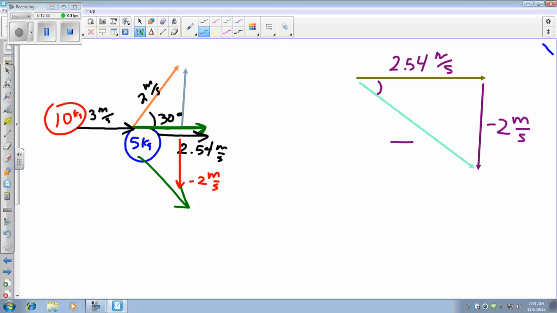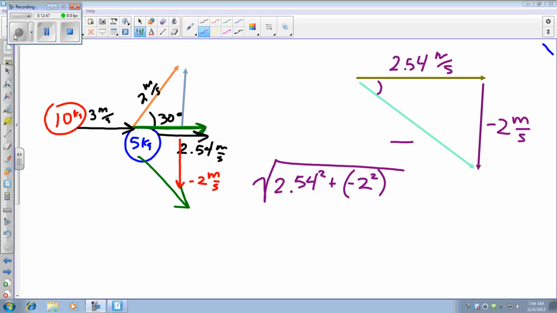The first thing we can do is a little Pythagorean theorem to find our hypotenuse here. So 2.54 squared plus -2 squared, and find the square root of that. After I plug and chug all of that, I'm getting a velocity of 3.2 meters per second. So the resultant velocity is going to be 3.2 meters per second.